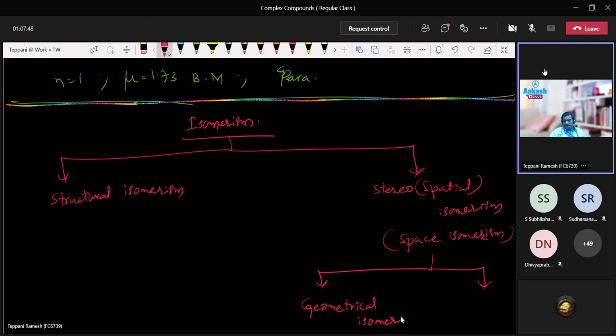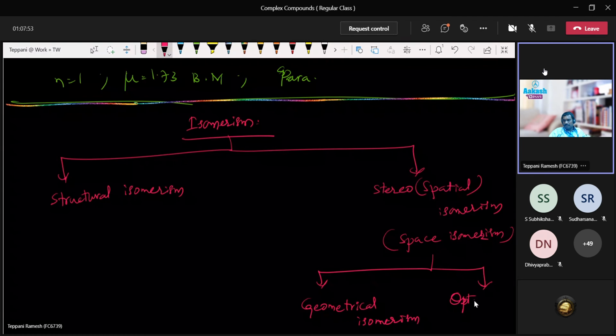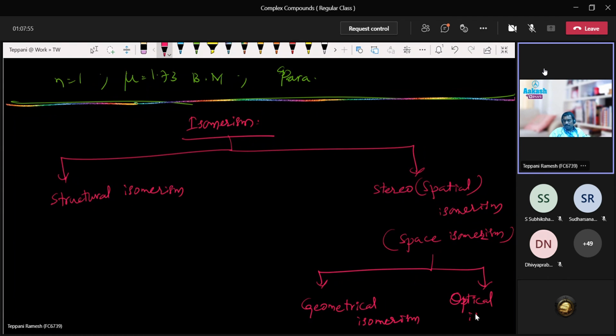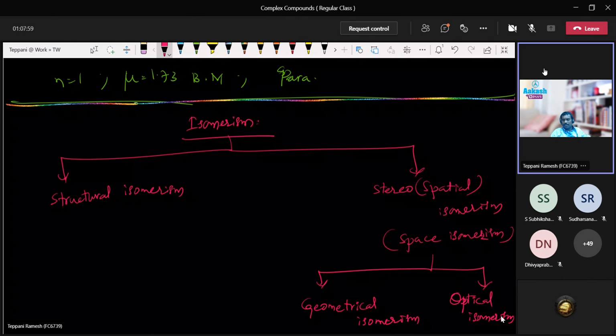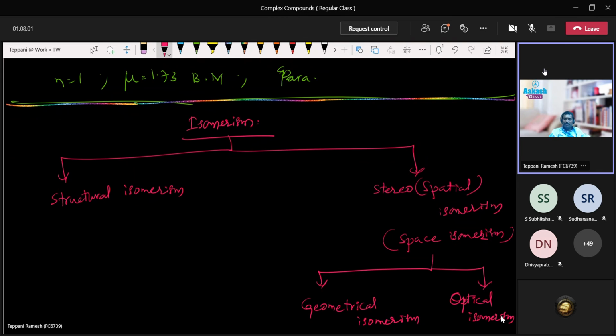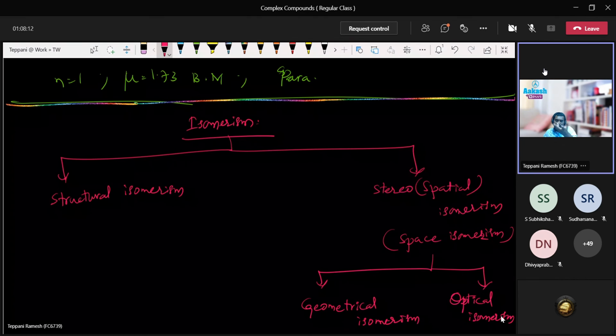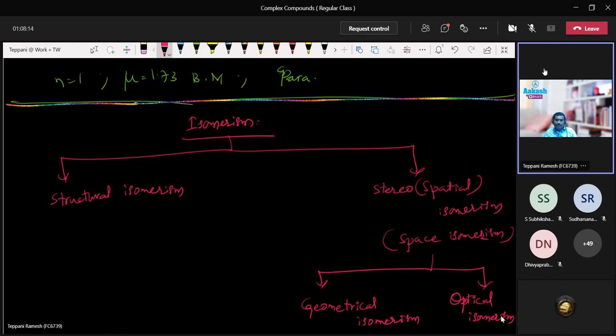Geometrical isomerism and optical isomerism there. But structural means basic structural difference. Stereo means three-dimensional space difference. Basic structure is the same, only how they are arranged in three-dimensional space is different. Geometrical, optical, further everything we will discuss. Right.